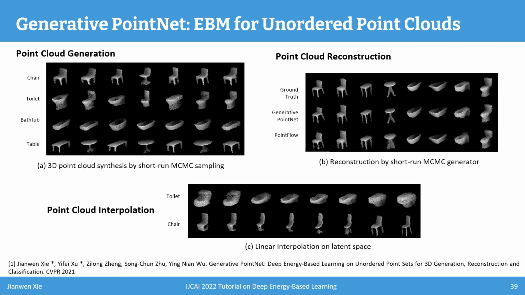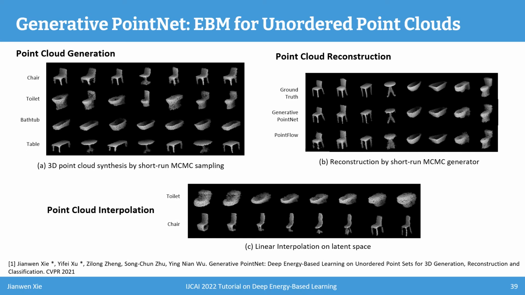We can use this latent variable model for reconstruction purposes. To be specific, given a new testing point cloud, we find the latent vectors of the short-run MCMC generator to minimize the reconstruction error. Figure B shows the visual performance of reconstruction. The second row displays the result of the energy-based generative point net, and the third row displays a baseline.